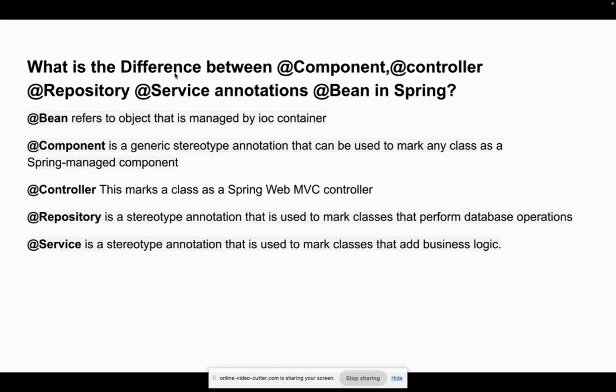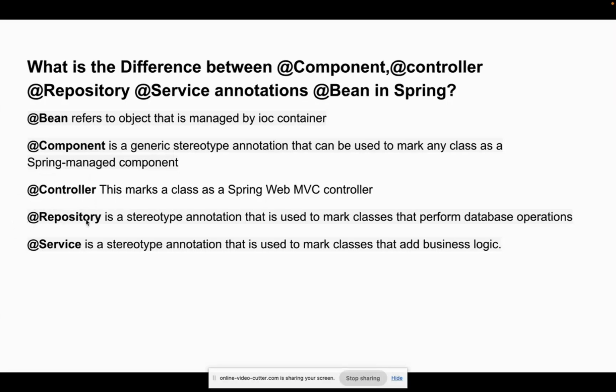Now, what's the difference between the Component, Controller, Repository, and Service annotations and the Bean annotation in Spring? A Bean refers to an object that is managed by the IOC container. Component is a generic stereotype annotation that can be used to mark any class as a Spring-managed component. Controller marks a class as a Spring Web MVC controller; the controller layer receives requests and returns responses.